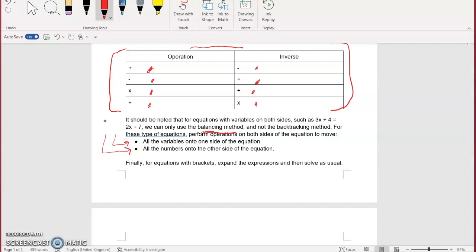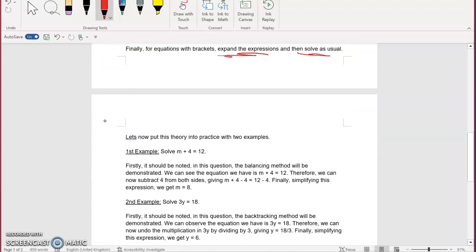Finally, for equations with brackets, expand the expressions and then solve as normal. Let's now put this theory into practice with two examples.